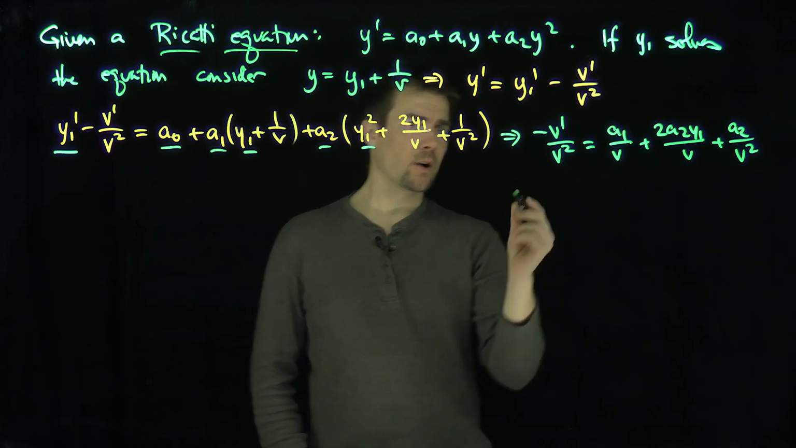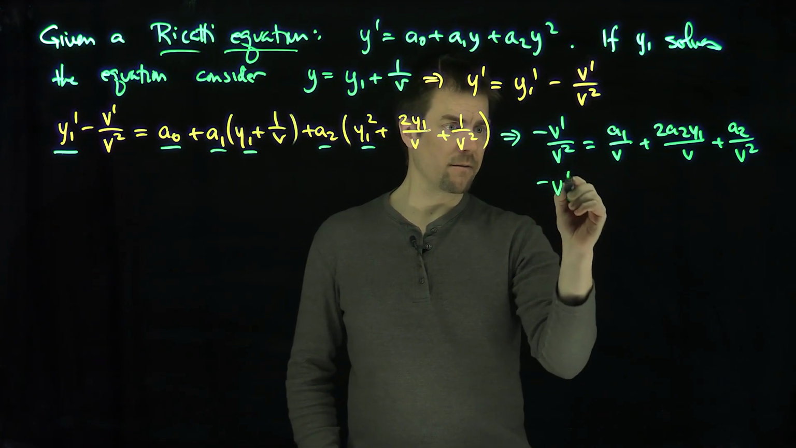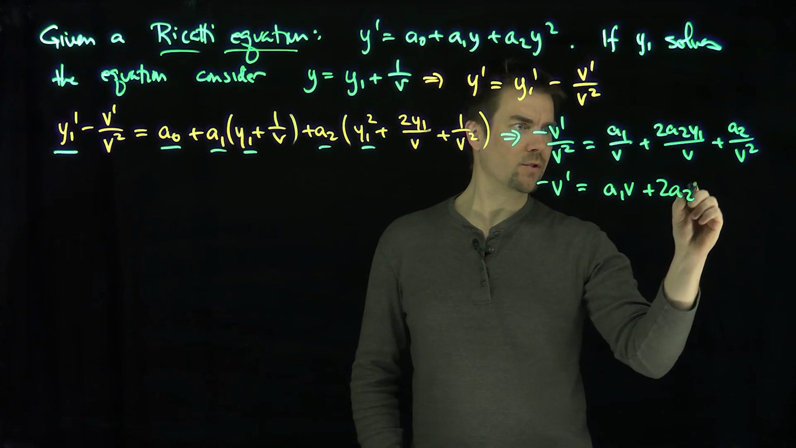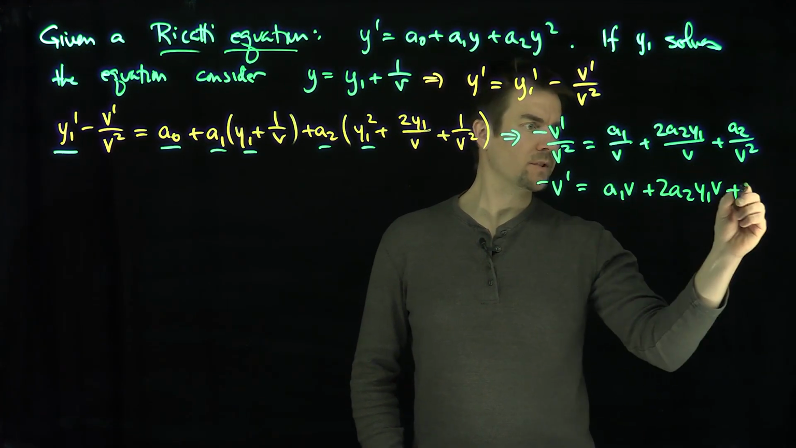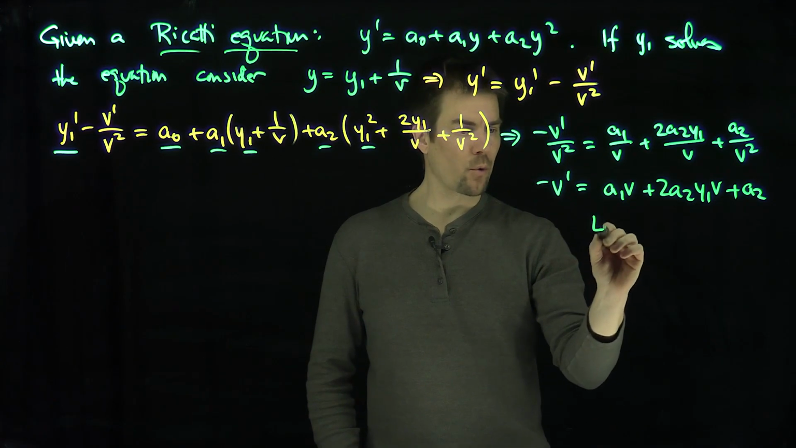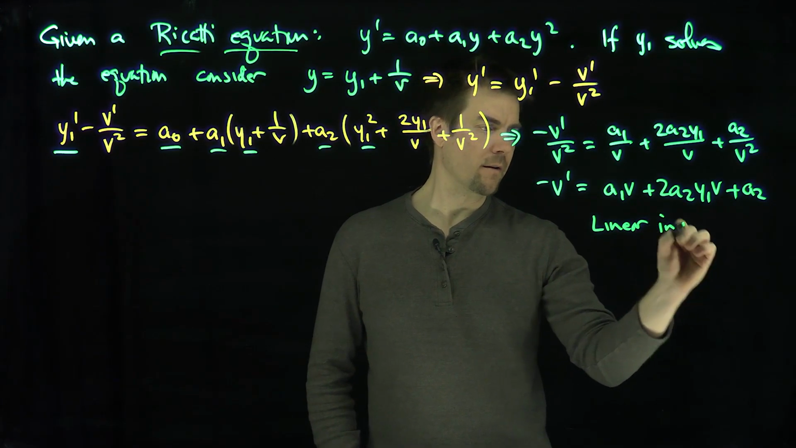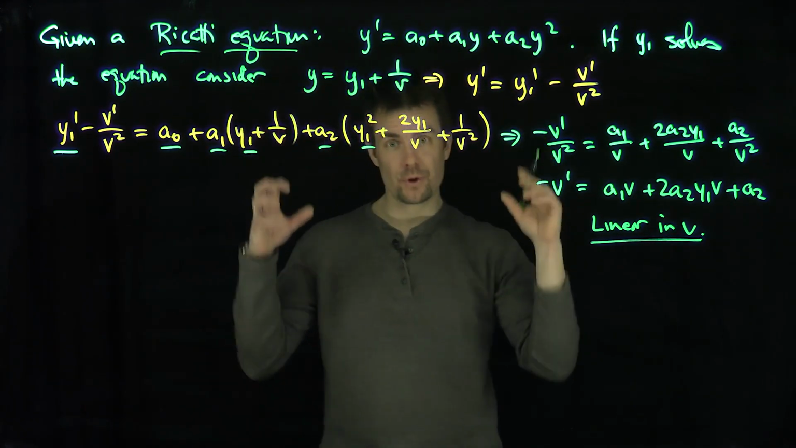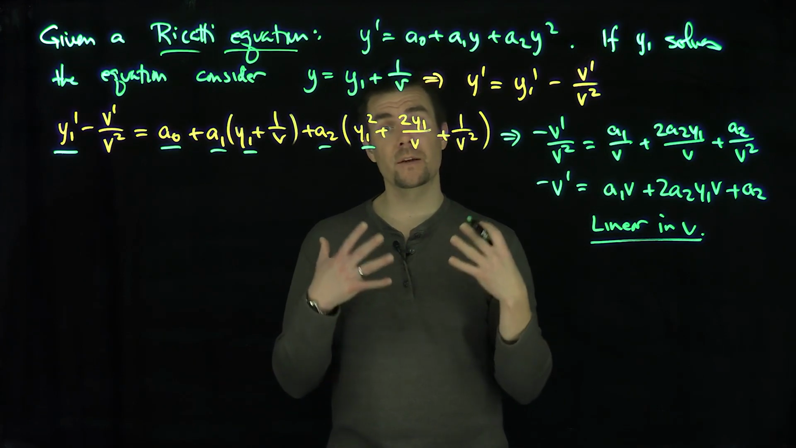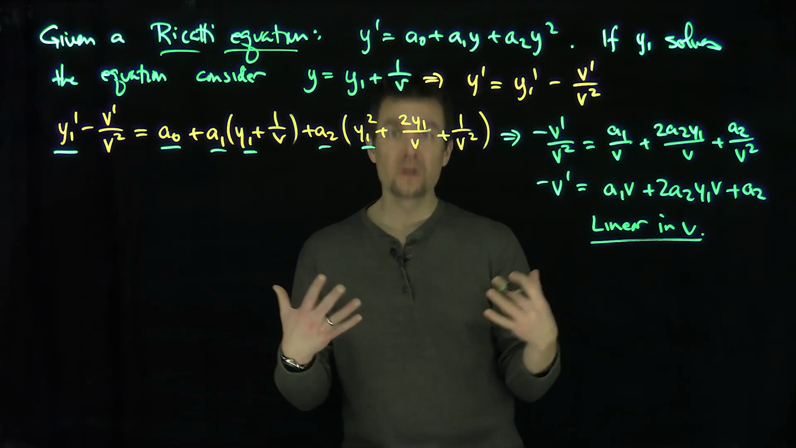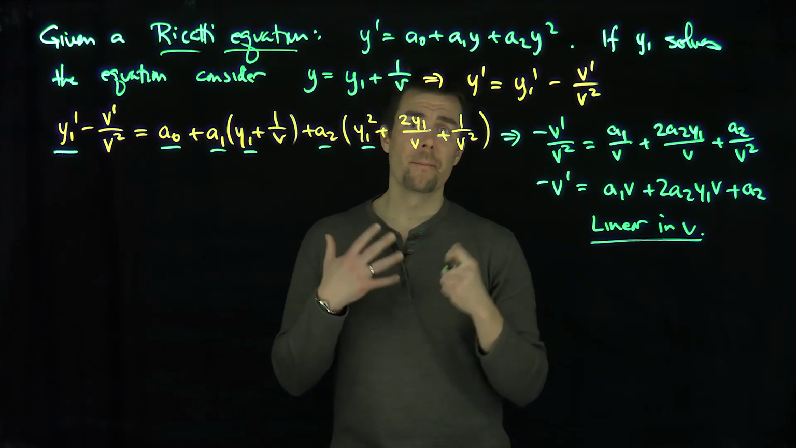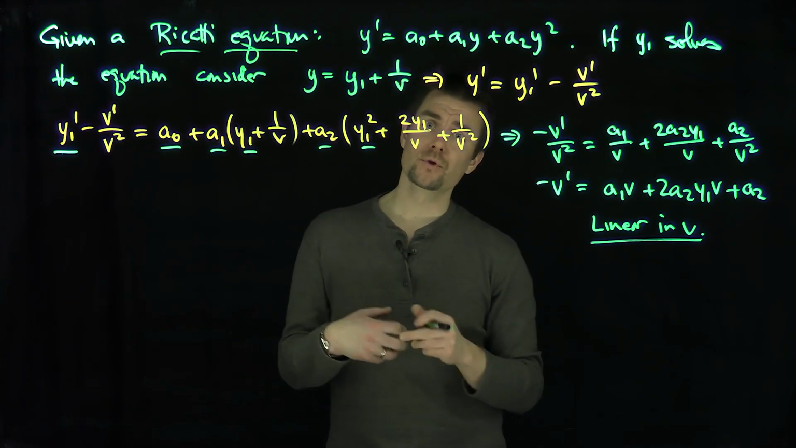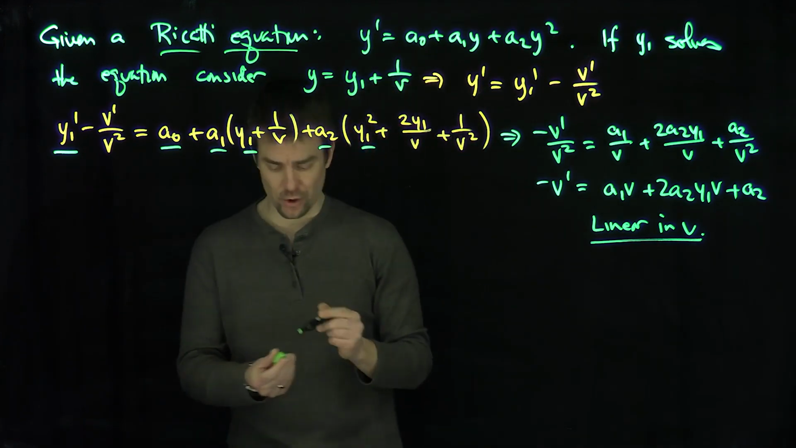So if I multiply by v squared, what do I get? I get negative v prime is equal to a1 v plus 2 a2 y1 v plus just an a2, and now this is a linear equation in v. So I can solve the linear equation in v and find the general solution. So now I basically reduced the order. I used the fact that Riccati equations are equivalent to second order linear differential equations. The method of reduction of order tells me if I know one solution, I can find the first order linear equation that will allow me to solve for the general solution.